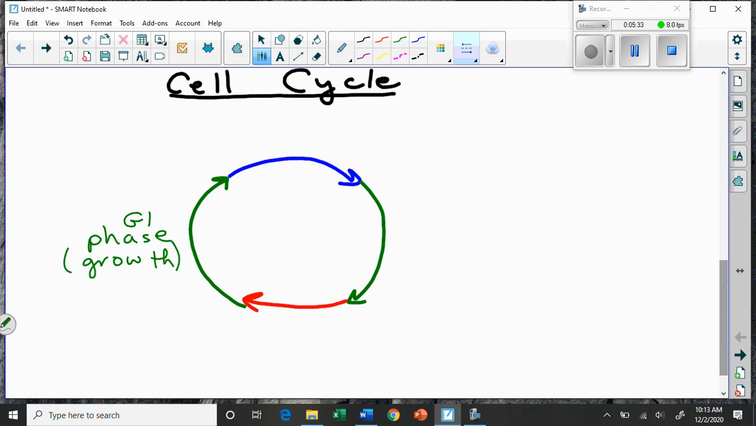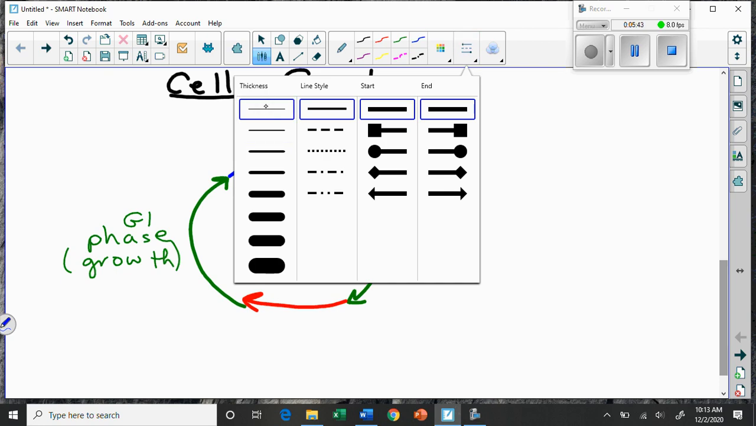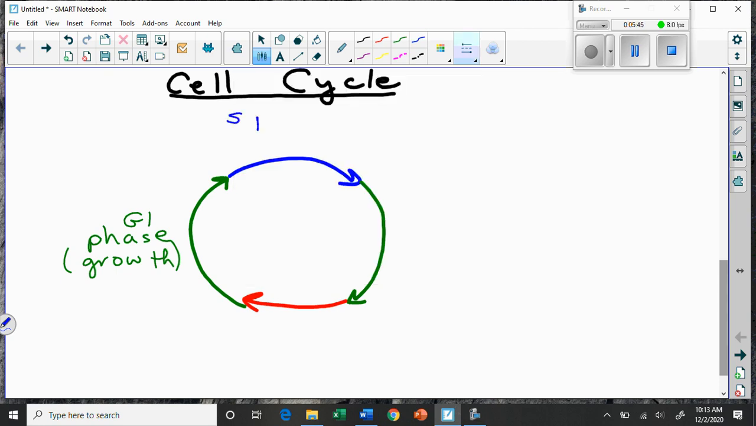Maybe it's a liver cell, so it's learning how to detoxify things, and it's doing cell stuff. It's just living and growing. Up here we have the S phase, the blue part. Now the S phase is a very special phase because this is when the cell is starting to think ahead. It's starting to think about reproducing itself.